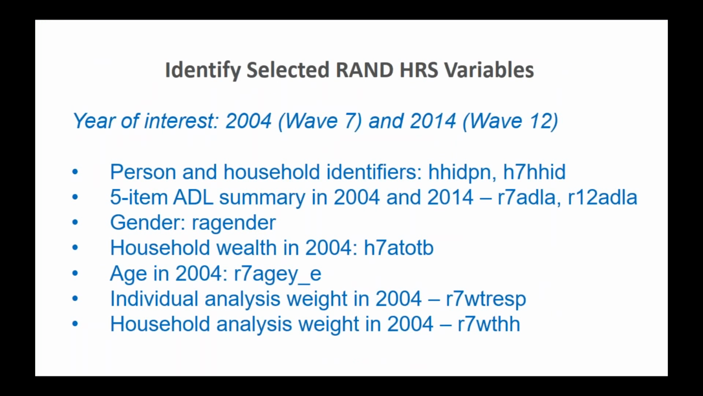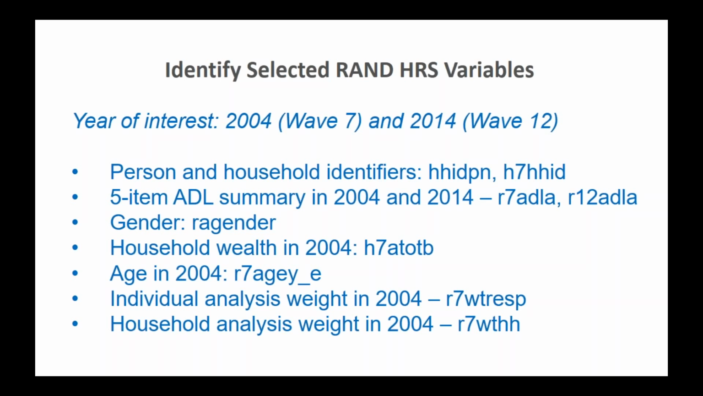So first we're going to identify selected variables in the RAND HRS. So we're going to pick our year of interest here. And we want to use the longitudinal nature, as I mentioned, of these studies. So we're going to look over years 2004 to 2014. So we'll have a 10-year span. 2004 is wave 7 of the HRS. 2014 is wave 12 of the HRS.